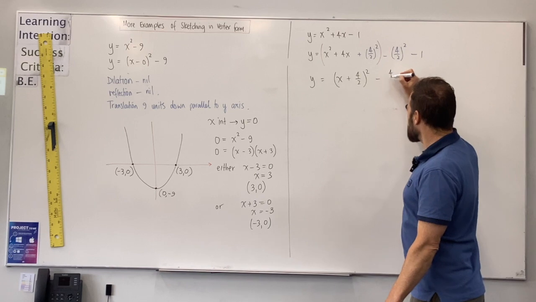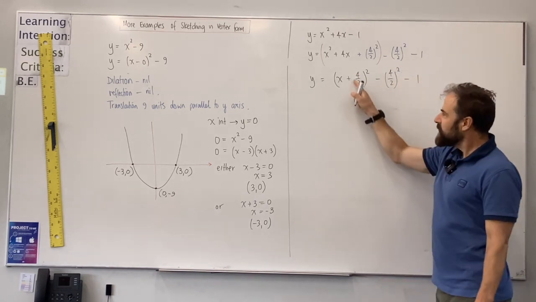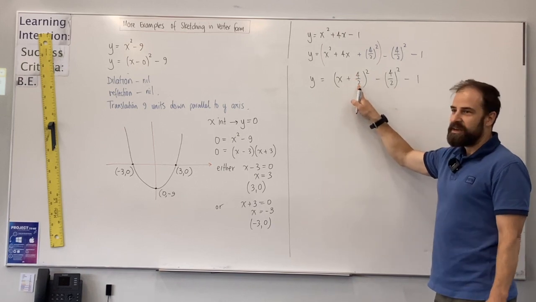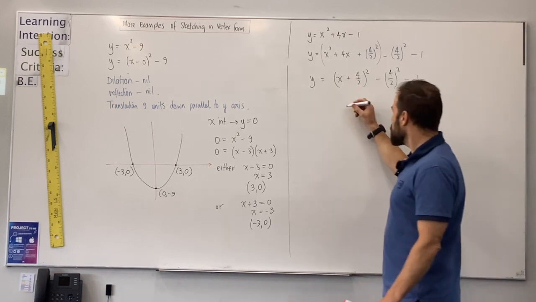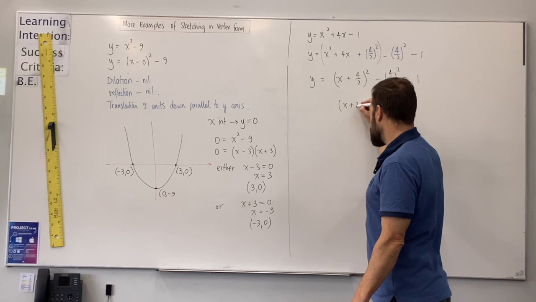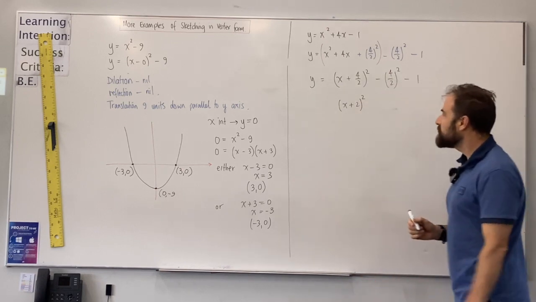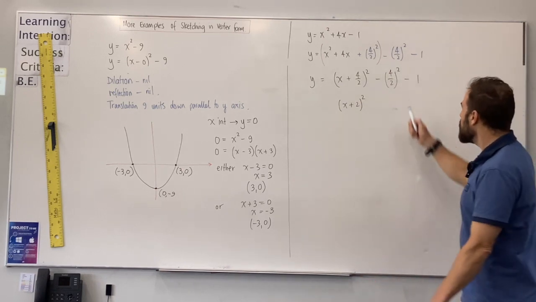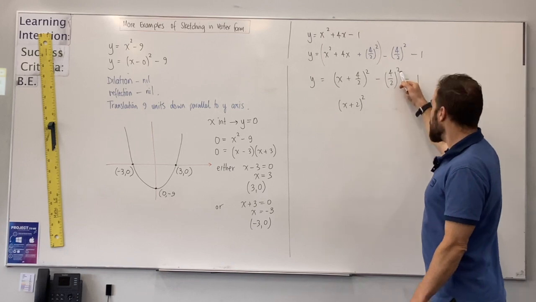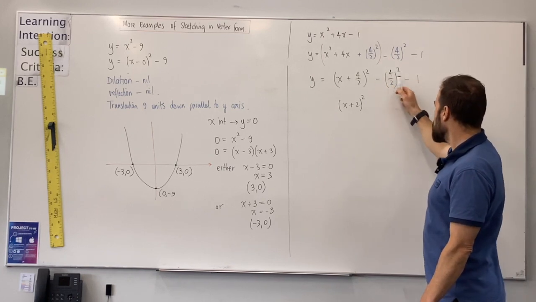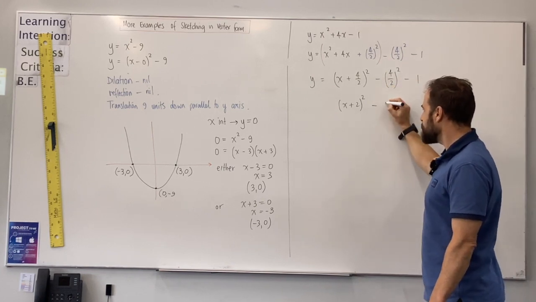And then I'm actually going to do this in 2 steps just so we can see everything. I'm not going to leave it like this. Why am I not going to leave it like that? Because it's a fraction. Because 4 over 2 is just 2. 2 squared is 4. Negative 4, take away another one. Minus 5.